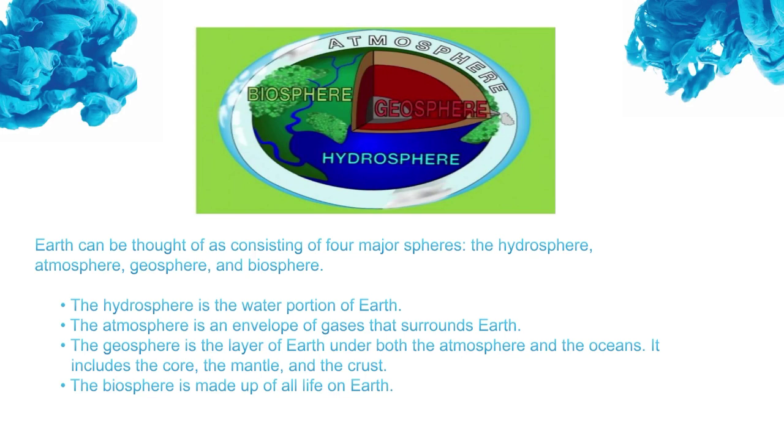The hydrosphere is the water portion of Earth, as you can see, the blue part here. The atmosphere is an envelope of gases that surrounds Earth, the color white here. The geosphere is the layer of Earth under both the atmosphere and the oceans. It includes the core, the mantle, and the crust. The red and brown part here in the picture. The biosphere is made up of all life on Earth, the green part of the picture. So here are the 4 spheres of Earth.